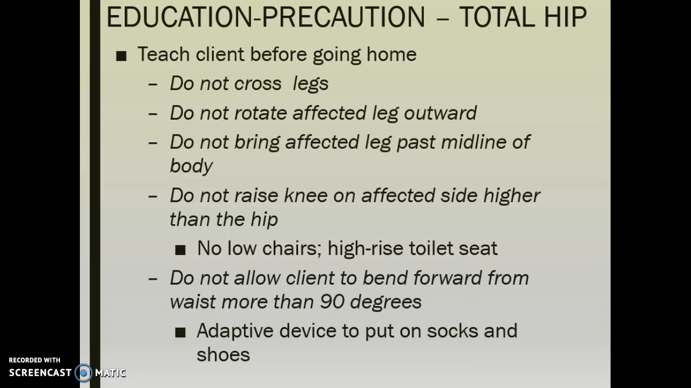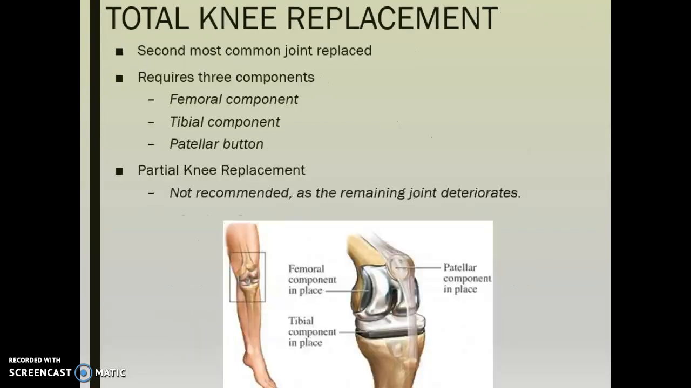And you don't want the client to bend at the waist more than 90 degrees. So you have to give them adaptive devices to put on their socks. You don't want them pulling their leg up to put their sock on like we do, because that will pop the joint right out of place. So make sure that they are well educated on not bending more than 90 degrees.